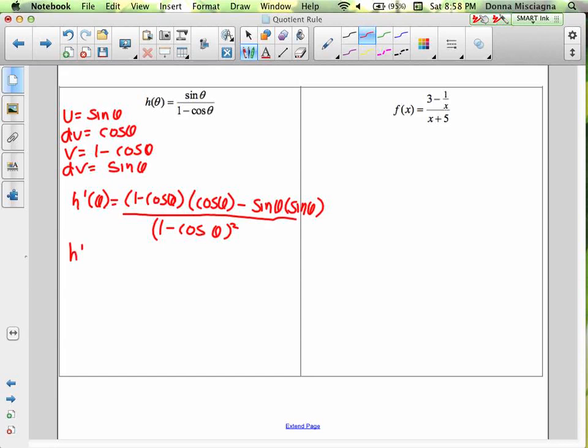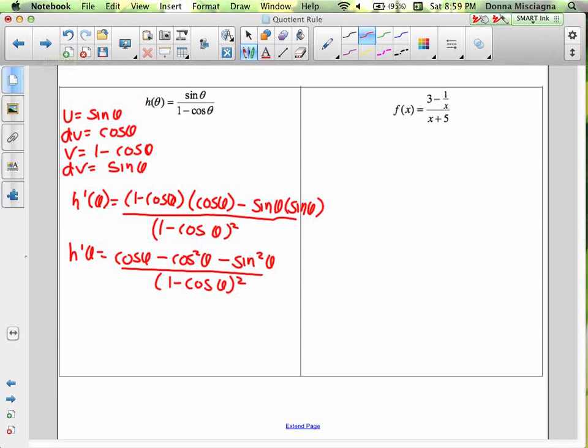All right, so let's simplify this. So 1 times cosine theta, that's a cosine theta. Negative cosine theta times cosine theta is going to be a negative cosine squared theta. And then we have minus sine squared theta, all divided by 1 minus cosine theta squared. You'd think that would factor, no, it'd be 1 minus cosine theta and a 1 minus cosine theta.